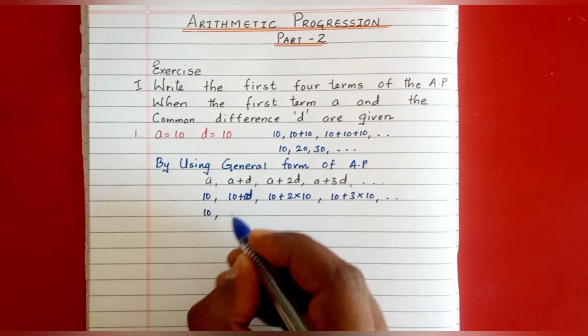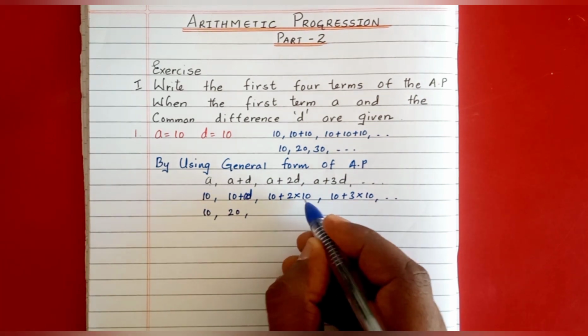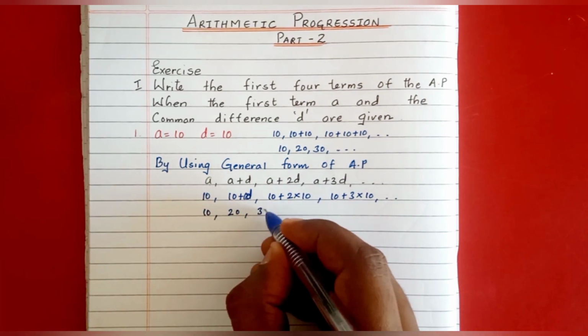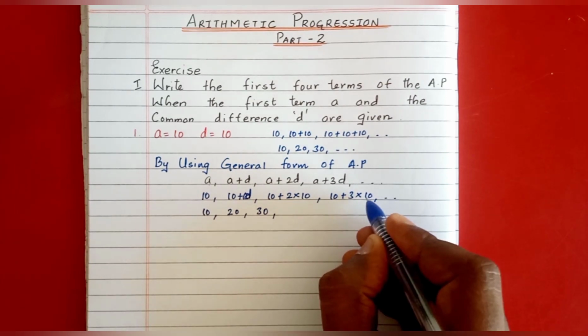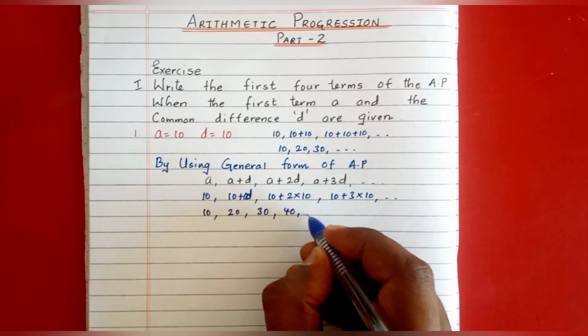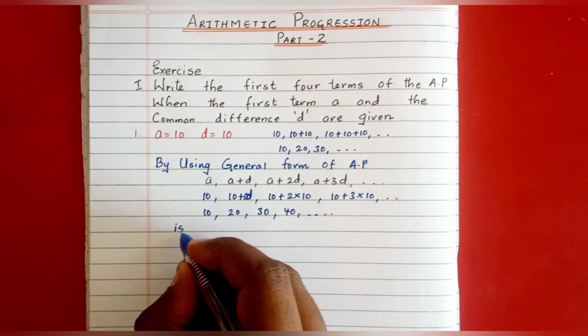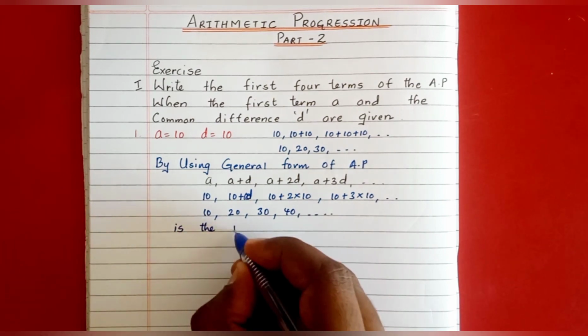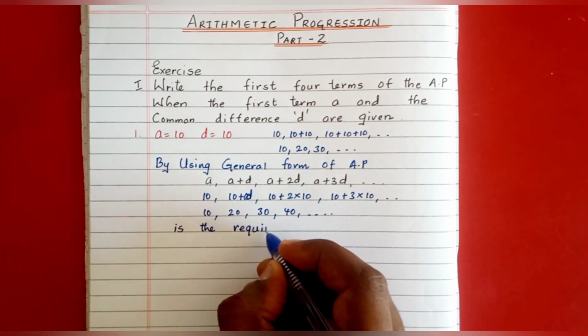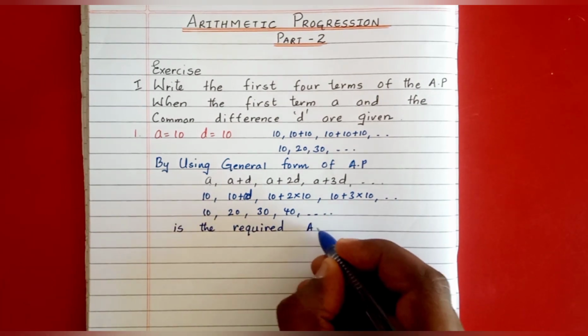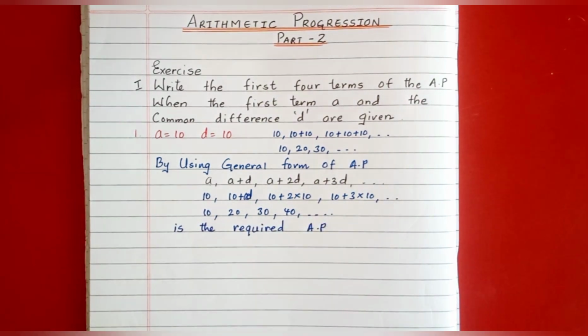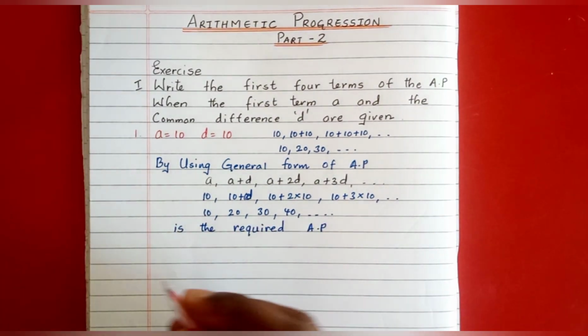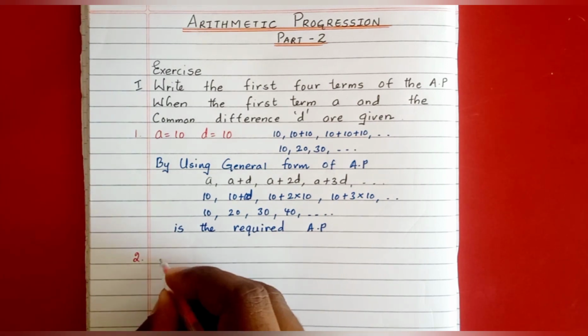Now 10, comma 10 plus 10 is 20, then 2 tens are 20, 20 plus 10 is 30, then 3 tens are 30, 30 plus 10 is 40 is the required AP. It is a simple problem by using general form. Now we'll move on to the second question.